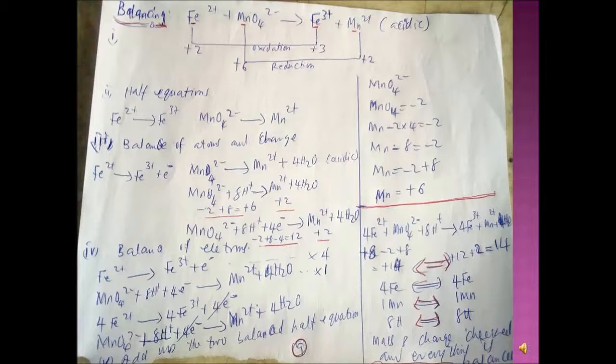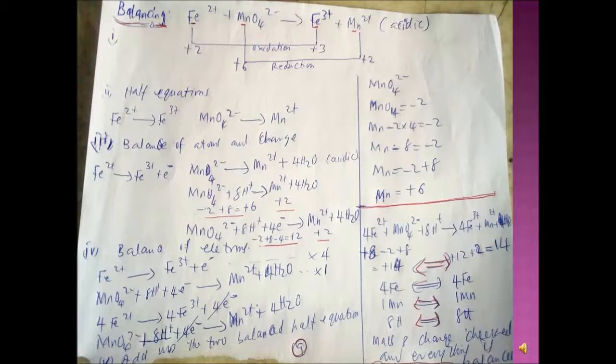Then from there you go to the second step, where we balance for atom and charge. After balancing for atom and charge, you go to step 4, where we now balance for electron. Since there is just a difference of one electron between iron 2 and iron 3, you add an electron by the side of iron 3, so that by adding one electron, which is negatively charged, that is -1, it is going to reduce the iron 3 to iron 2.